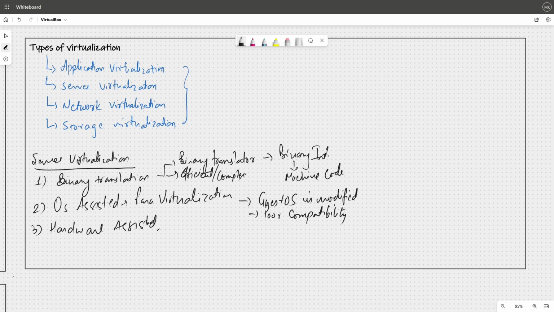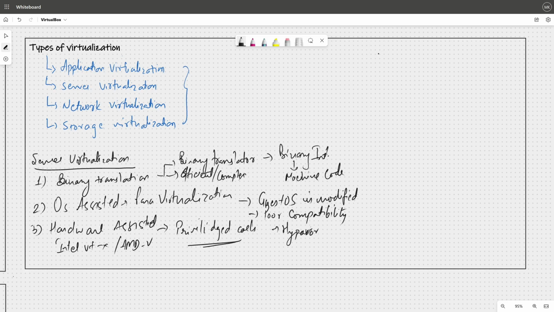Third is the best of it all because it's hardware assisted. It has technologies like Intel VT-x or AMD-V, which are the virtualization technologies supported by the various chip manufacturers, and they have some set of privileged calls which are only available for the hypervisor. So this is a broad categorization for server virtualization.